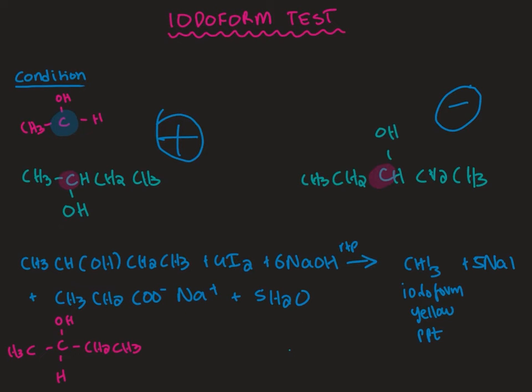Now what's going to happen is that the methyl group that I'm highlighting over here is going to be used to form iodoform, and that's how you're going to get the yellow precipitate. So this was the iodoform test.